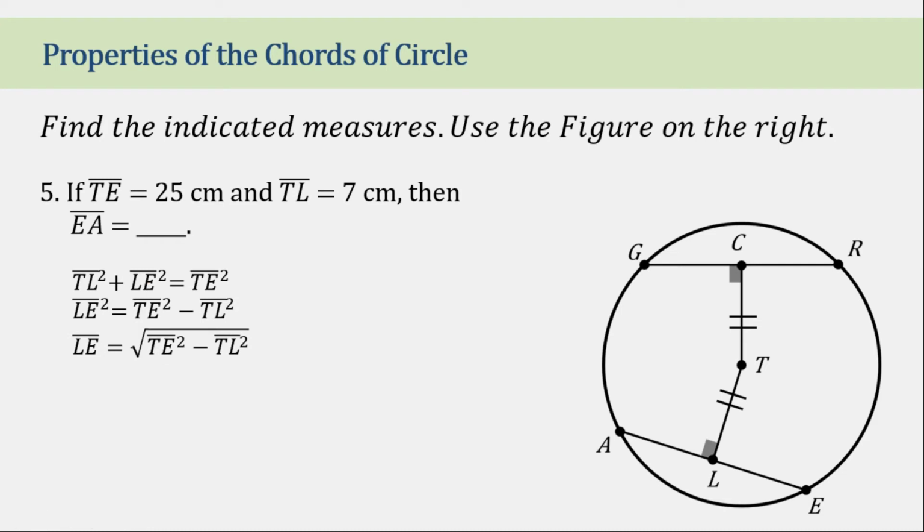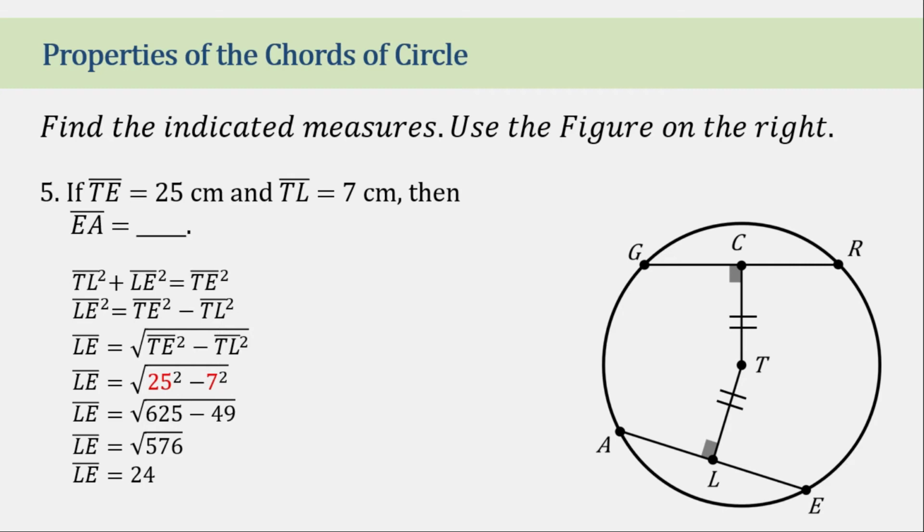Now let's substitute the values. TE is 25 and TL is 7. 25 squared is 625 and 7 squared is 49. Now 625 minus 49 is 576 and the square root of 576 is 24. So we know that this side, EL or LE, is 24. Now since it is a perpendicular bisector and this is the midpoint, we can say that this is also 24, and so EA is equivalent to 48 centimeters.